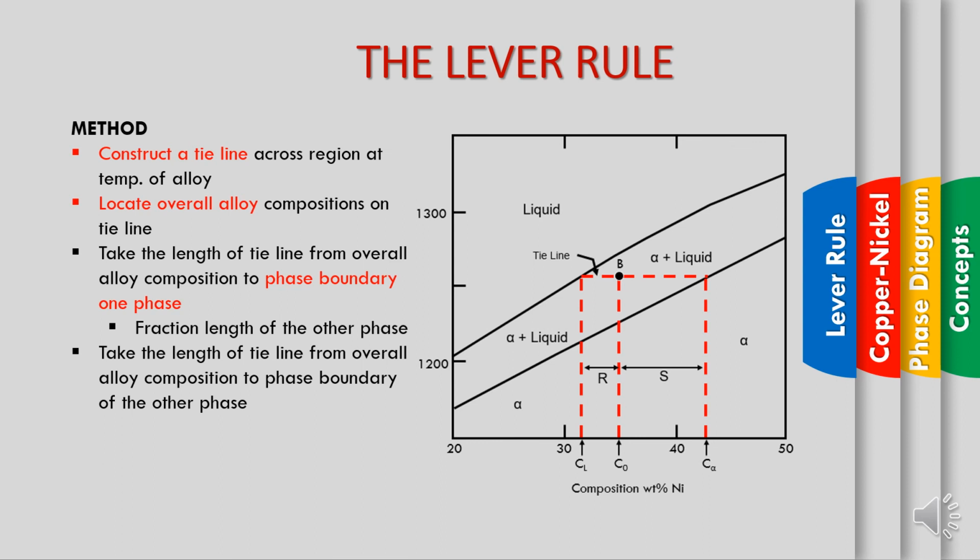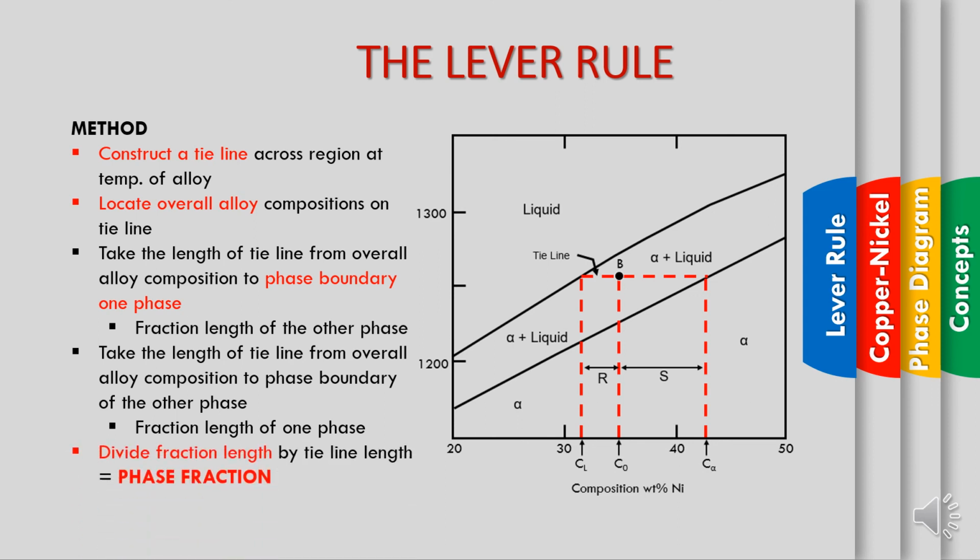And get the fraction, whereby the fraction is indicated by R and S. If we want to get the R value, that means CO minus CL. In terms of the S value, we need C alpha minus CO. So we try to get the phase fraction.